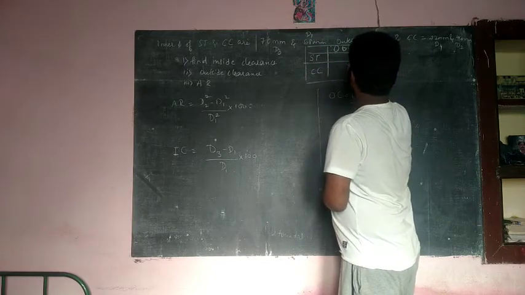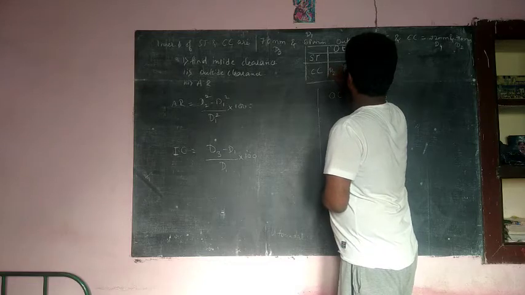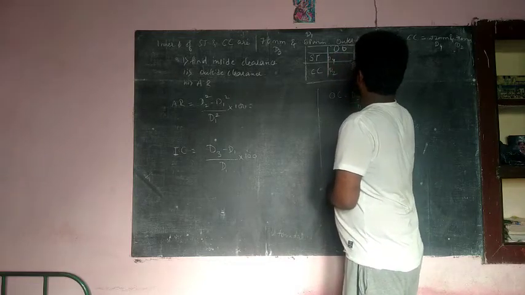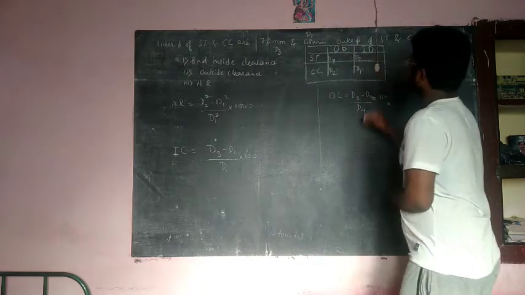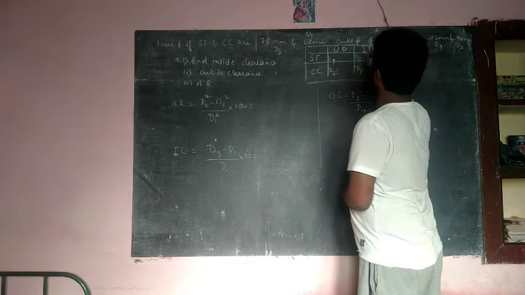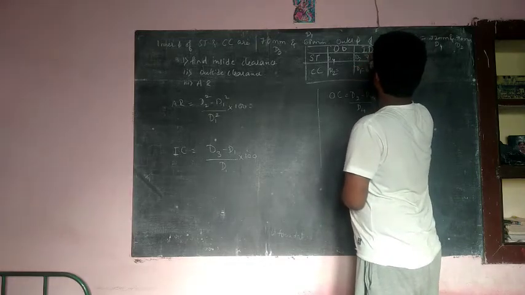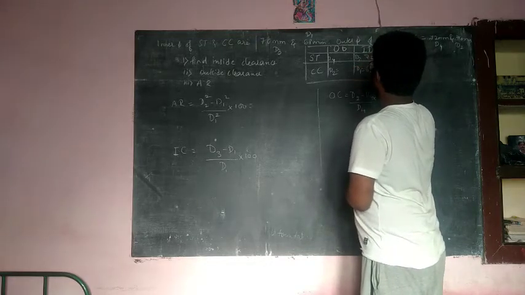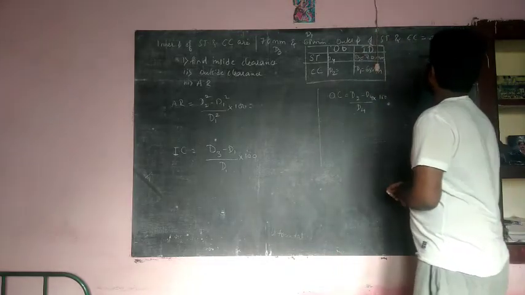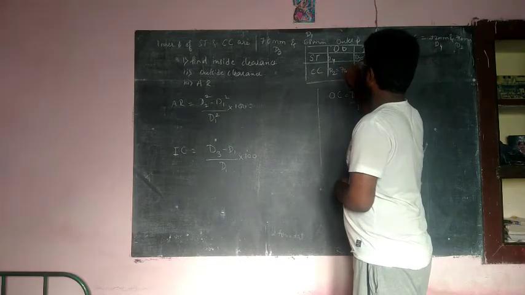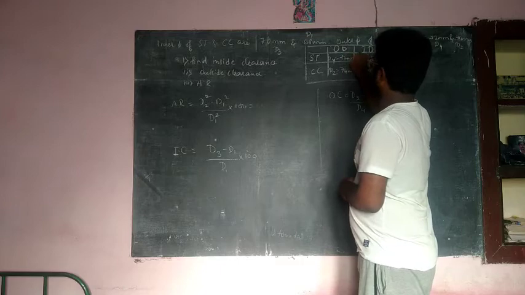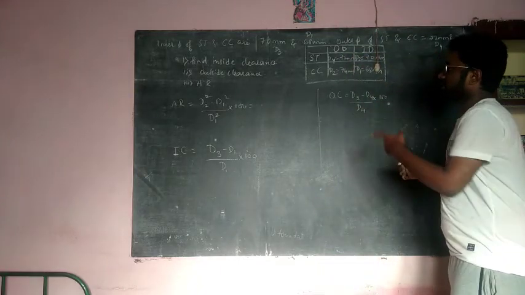So this is D1, D2, D3, D4. What is D1 here? 68 mm. What is D3 here? 70 mm. D1 is 68 mm. What is D2 here? 74 mm. And what is D4 here? 72 mm. So after knowing all the values, input them here.